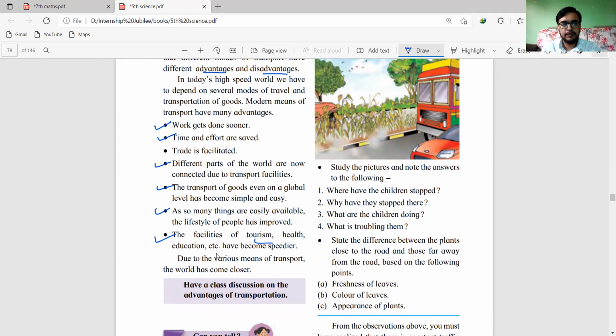Therefore tourism, health, education have become speedier, right? Due to various means of transport, the world has become closer, right? Everyone has come close to each other due to the transportation.